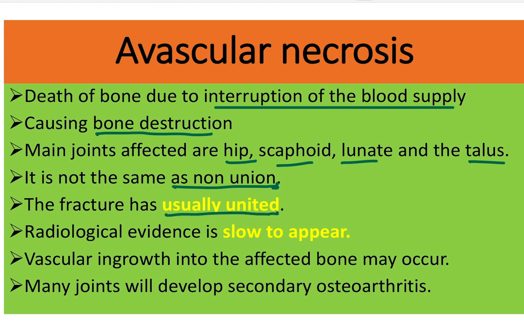The radiological evidence is slow to appear. So this point is very important. As it is slow to appear, diagnosis is usually late. Vascular ingrowth into the affected bone may occur sometimes, and many joints will develop secondary osteoarthritis. So it is a dangerous condition. That means when avascular necrosis develops, we should manage it as early as possible to prevent osteoarthritis.